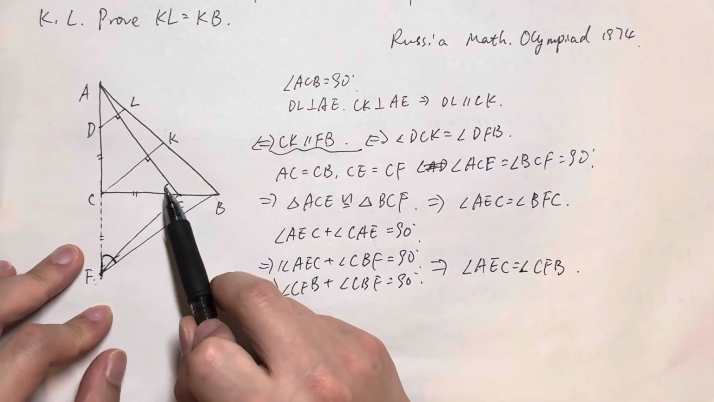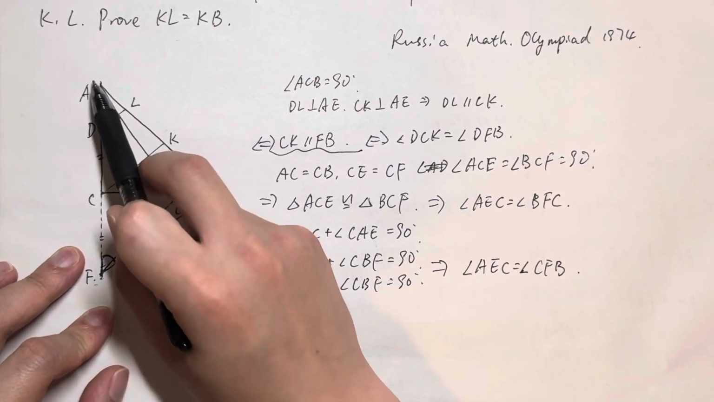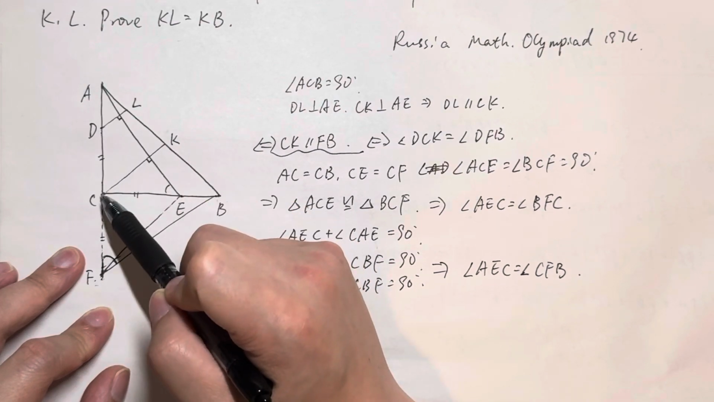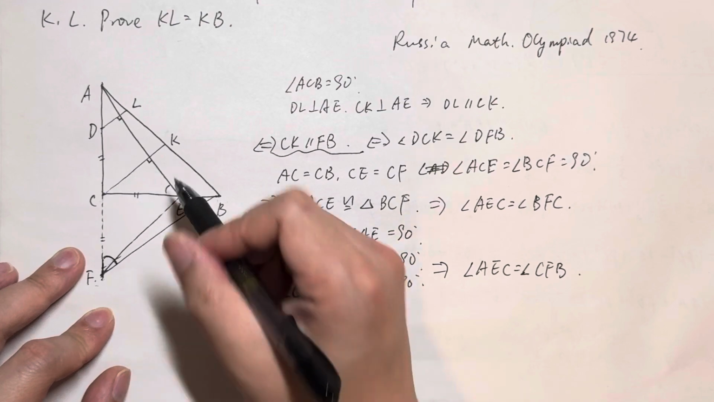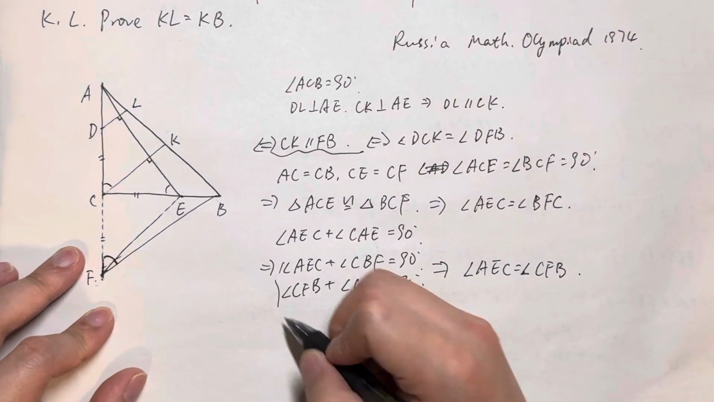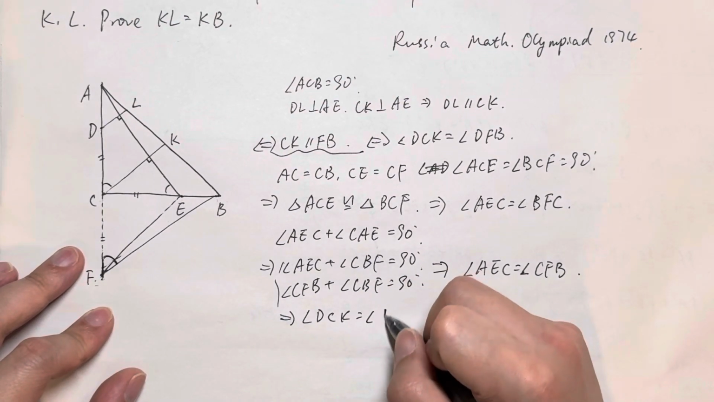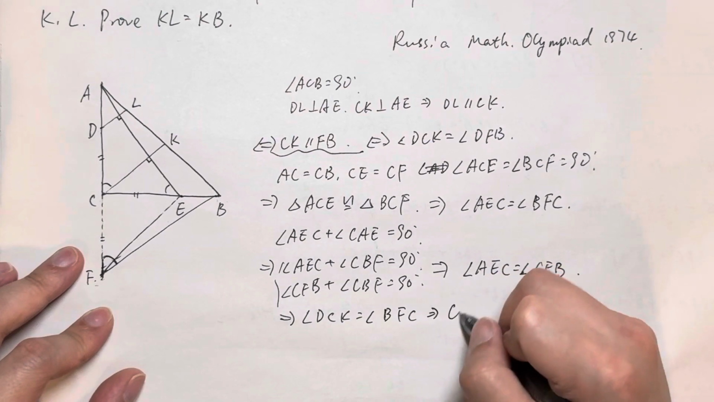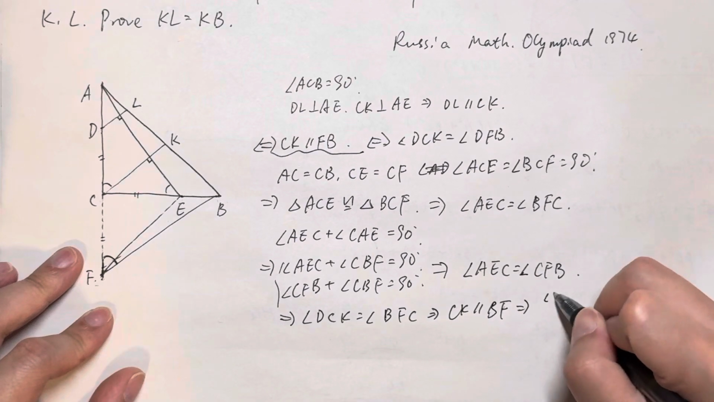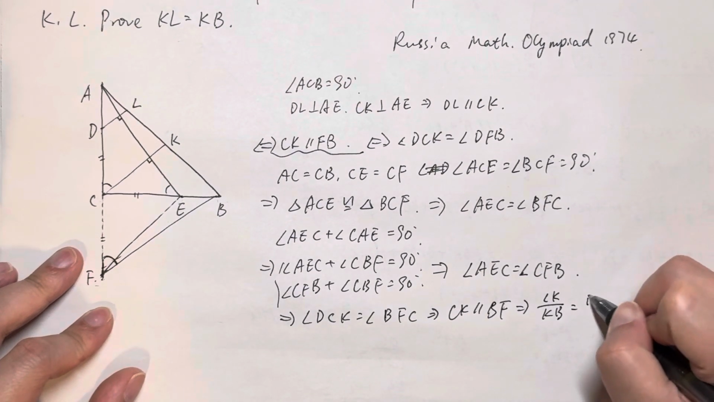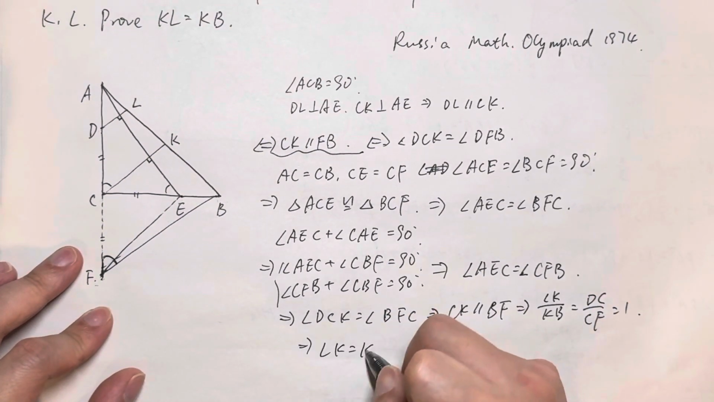And we know angle AEC plus angle CAE equals 90 degrees, and angle CAE plus angle ACK equals 90 degrees. So this angle equals this one as well. So we know that angle DCK equals angle BFC, which means CK is parallel with BF, which means LK to KB equals DC to CF equals 1. So we got LK equals KB.